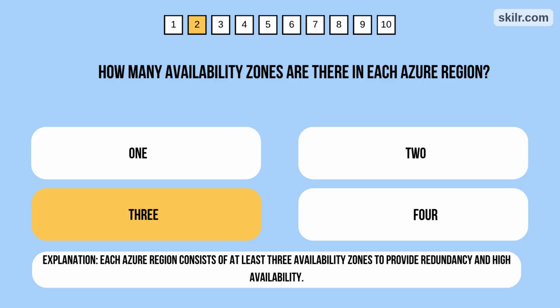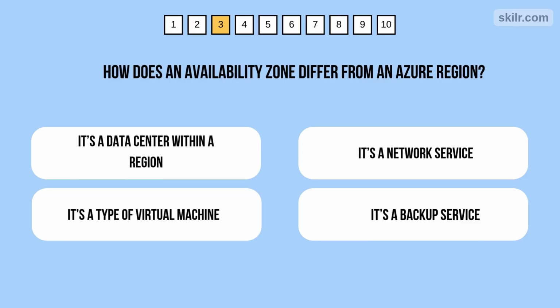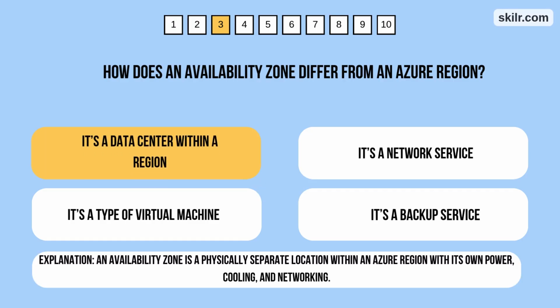Question 3. How does an availability zone differ from an Azure region? The answer is, it's a data center within a region, as an availability zone is a physically separate location within an Azure region with its own power, cooling, and networking.